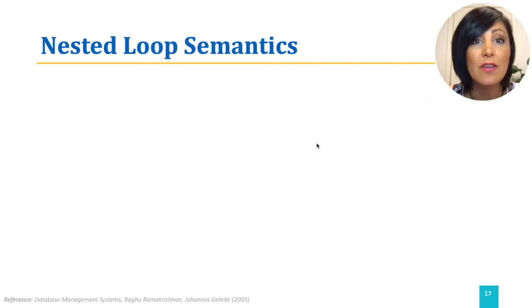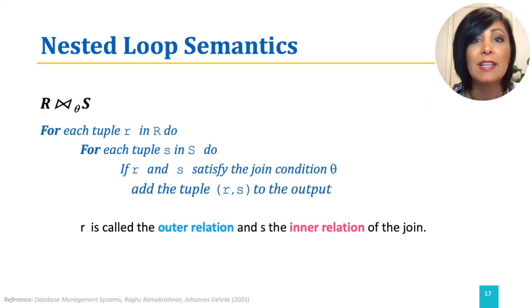Assume the general case of theta join of two relations R and S. The simplest join algorithm, which is the nested loop algorithm, evaluates one tuple at a time in a nested loop and tests the join condition on each combination of tuples from R and S within this nested loop. It scans the entire inner relation S for each tuple in the outer relation R. This is called nested loop semantics.